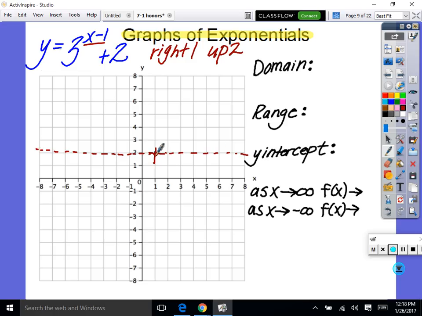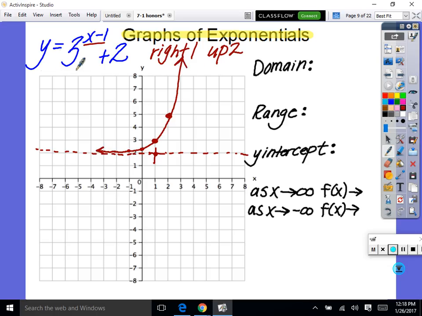So then from here, we're going to go up, and you can just plot points. If you plug in 1, you get 1 minus 1, which is 0. 3 to the 0 is 1. 1 plus 2 is 3, right? And then if we plug in 2, that's 3 plus 2, and so on. Then let's plug in 0. That's 3 raised to the negative 1, 1/3 plus 2. So that's 2 and a third, right? So going over here to 0 and going up 2 1/3. That's barely any, right? So it's just going to get smaller and smaller and never cross the asymptote.